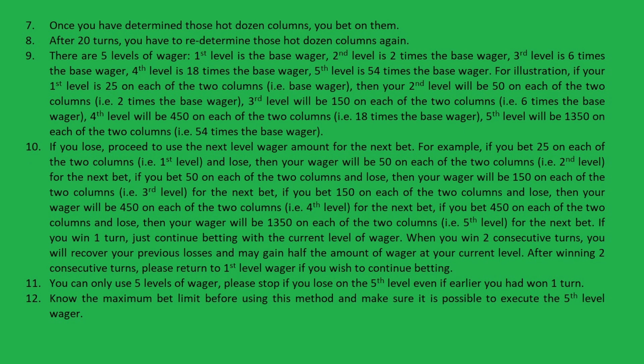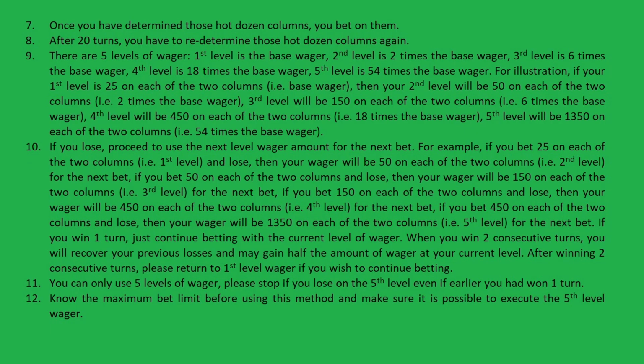Third level will be 150 on each of the 2 columns, i.e. 6 times the base wager. Fourth level will be 450 on each of the 2 columns, i.e. 18 times the base wager. Fifth level will be 1350 on each of the 2 columns, i.e. 54 times the base wager.